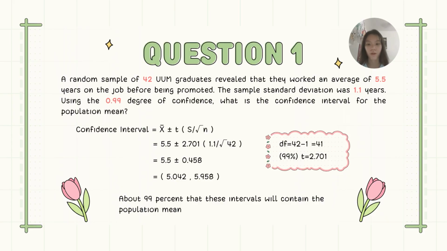Then we put in our formula: 5.5 plus minus 2.701 times 1.1 divided by square root of 42. So it will be 5.5 plus minus 0.458. Our lower limit is equal to 5.042, and our upper limit is 5.958. So about 99% of the time, this interval will contain the population mean.